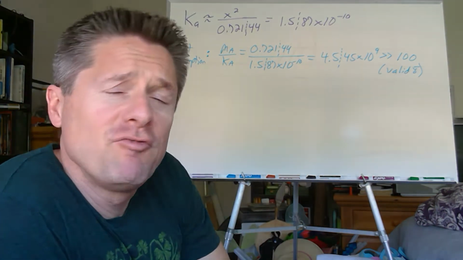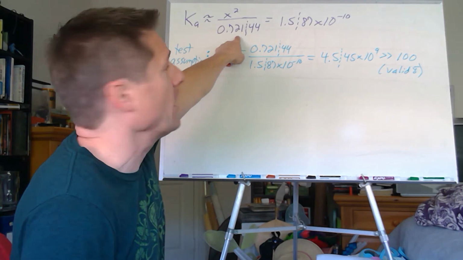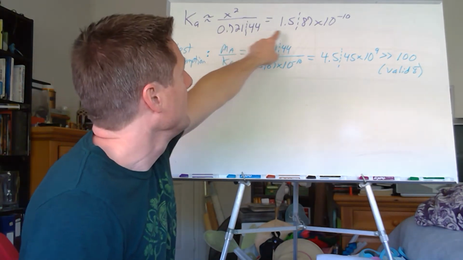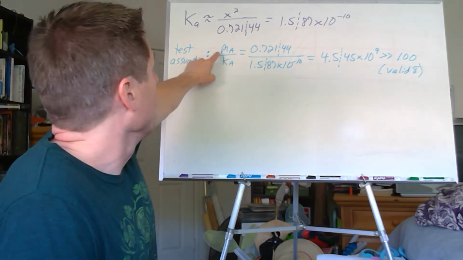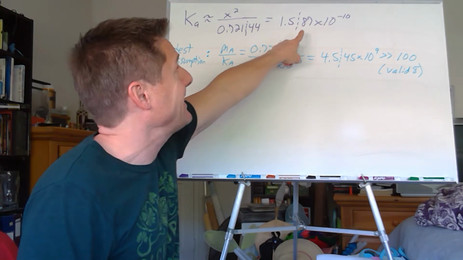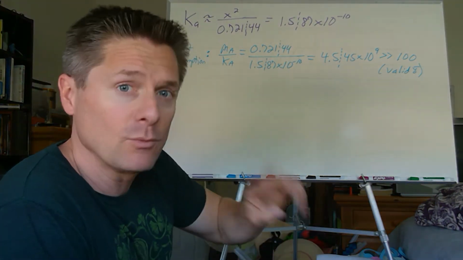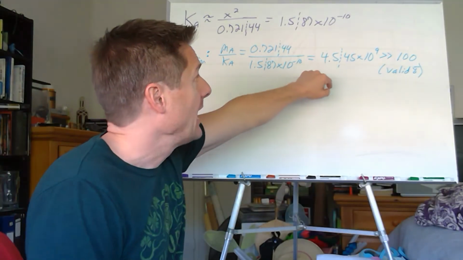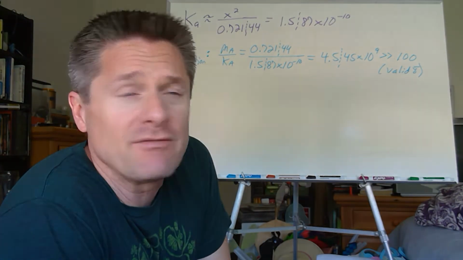Was your assumption valid? So I rewrote our K expression, which is approximately x squared over the initial concentration. And we calculated that out using the KW expression. So molarity, 0.72144 to 3 significant digits, divided by Ka, 1.587 times 10 minus 10, good to 2 significant digits, will leave us with 2 significant digits. I get 4.545 times 10 to the 9th, good to 2 sig figs.